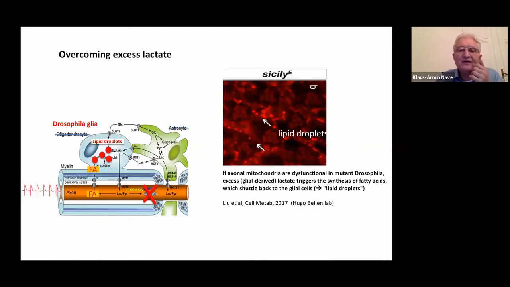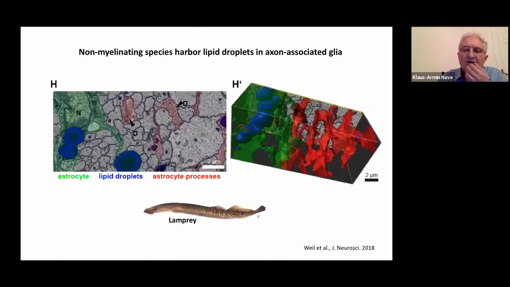What could that be? Now, it's a way of energy salvage. It's basically detoxification because the pyruvate that is not used is basically decarboxylated. Acetyl-CoA is making fatty acids. The fatty acids are then shuttled back to form these lipid droplets. Now, lipid droplets in a non-myelin organism were an interesting finding. And we wanted to know, what about lipid droplets in those vertebrates that don't make myelin yet?